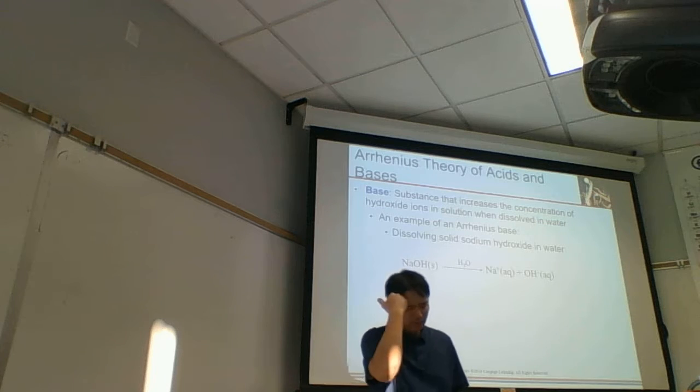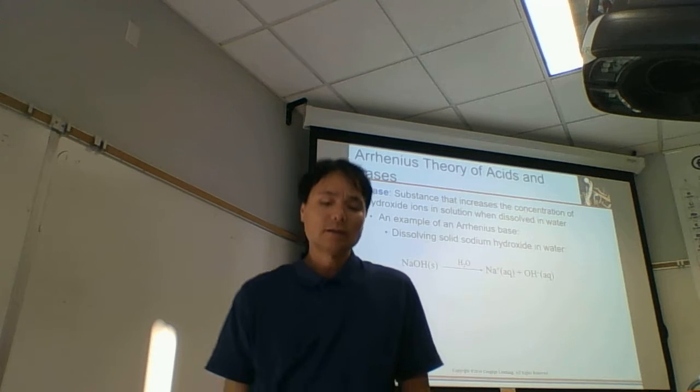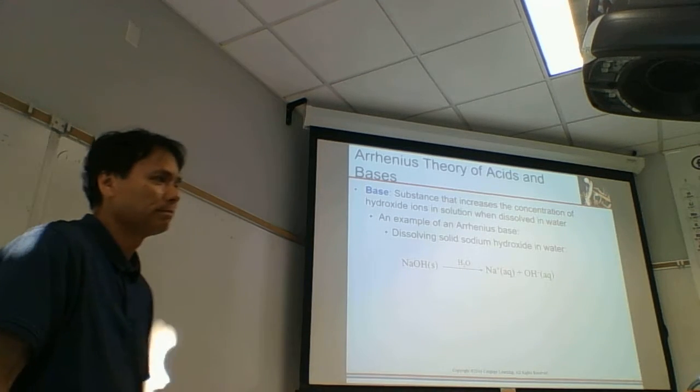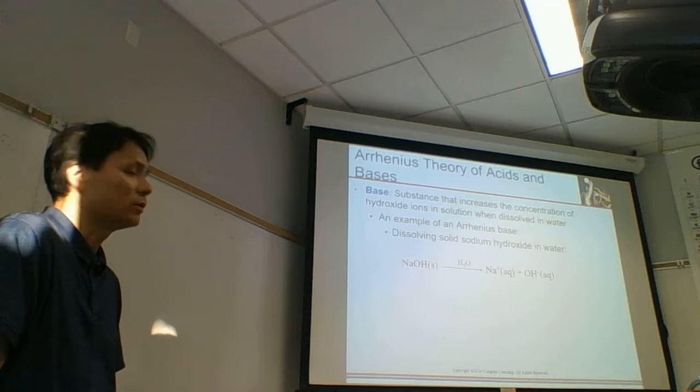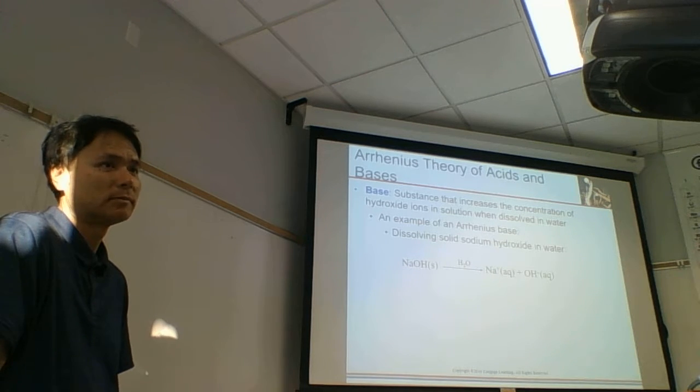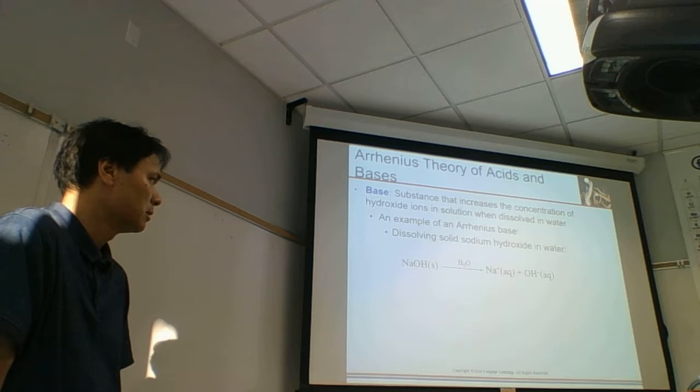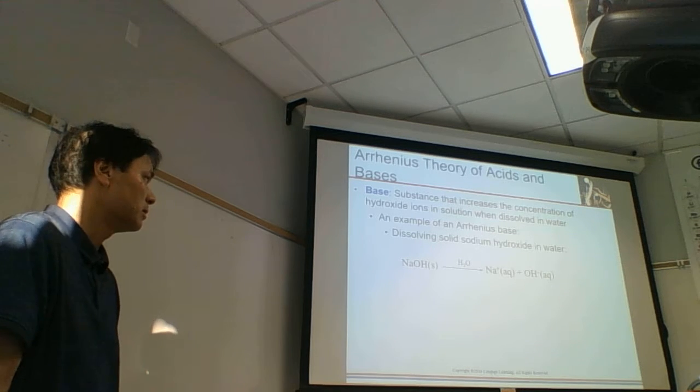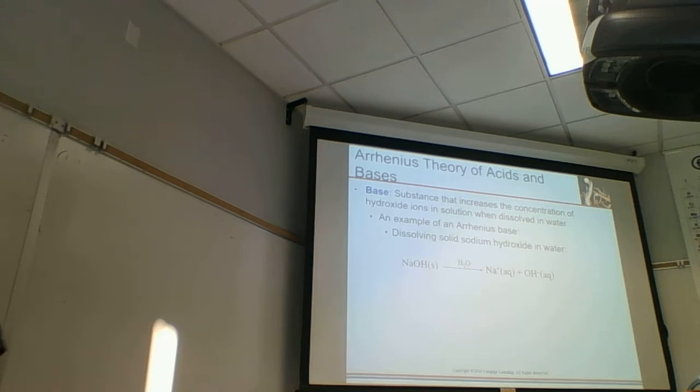But not everything fits. For example, ammonia. Does ammonia have a hydroxide? No, it's NH3. Is ammonia a base? Yes, it's a base. But it doesn't have hydroxide. It can make hydroxide, but it doesn't have hydroxide. And so it wouldn't fit this definition. So Arrhenius is very narrow. It's too narrow of a definition.